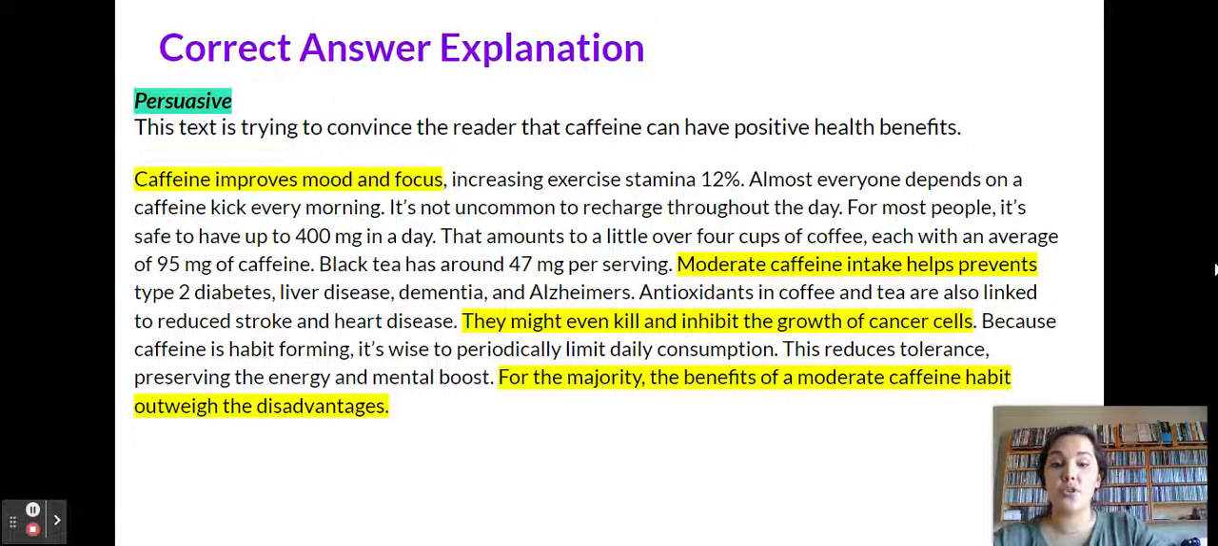Lastly, for the majority, the benefits of moderate caffeine habit outweigh the disadvantages. This really wraps it up and clearly shows that this is a persuasive text that's trying to convince the reader of the positive health benefits of caffeine.